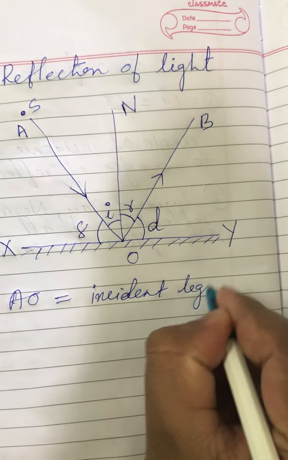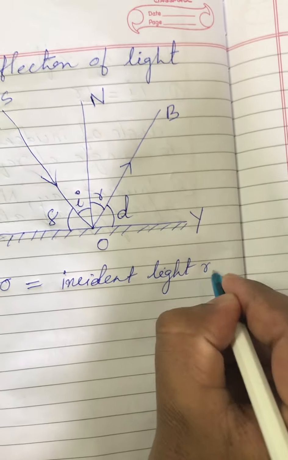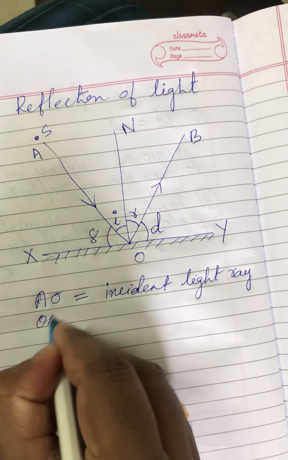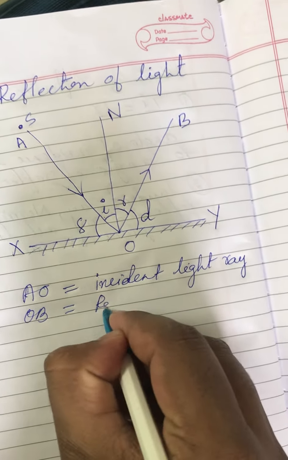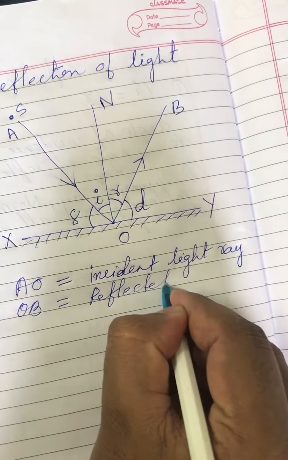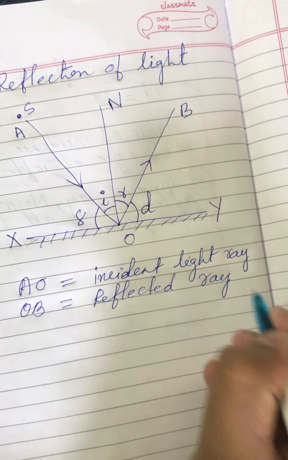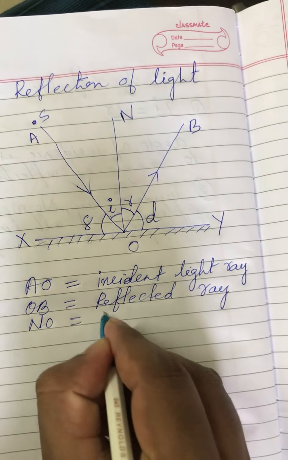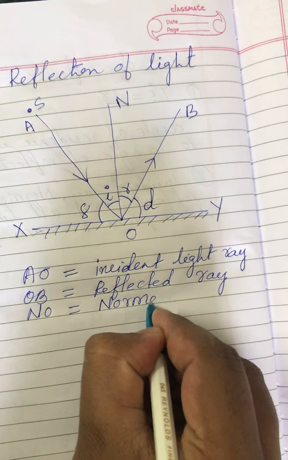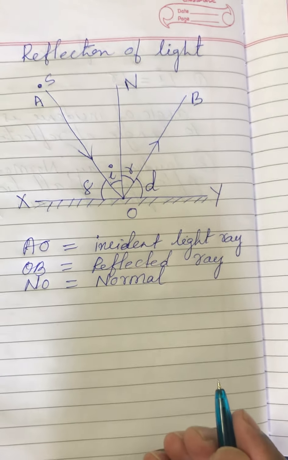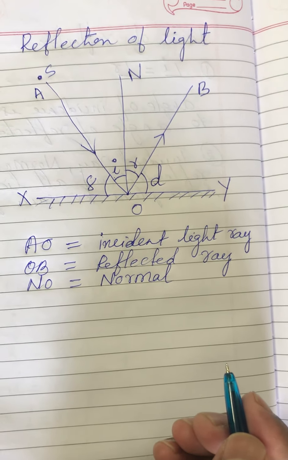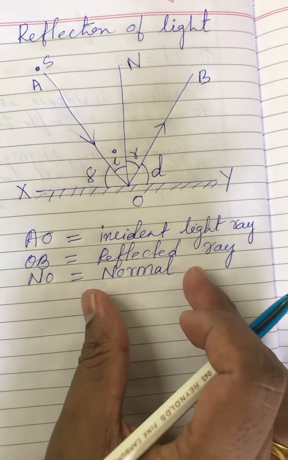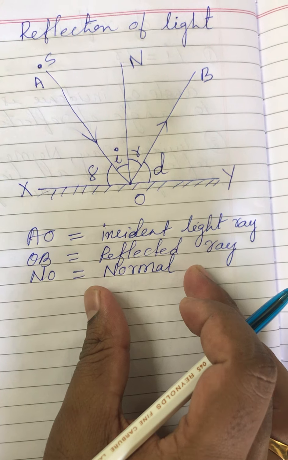So AO is the incident light ray, OB is the reflected ray, NO is the normal, which is the perpendicular drawn on the surface to study or understand incident ray, reflected ray, incident angle and reflected angle and all.